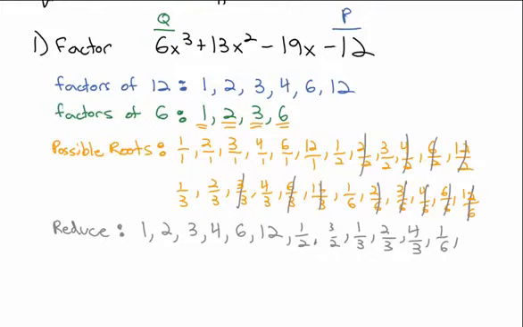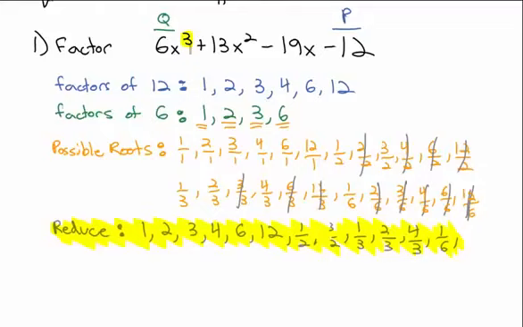So we've got this new list, and it looks like a long list, but it is a list of the only possible rational roots to our original problem: 1, 2, 3, 4, 6, 12, 1/2, 3/2, 1/3, 2/3, 4/3, and 1/6. And because this is a third power, 3 of those probably work. We just don't know which 3.